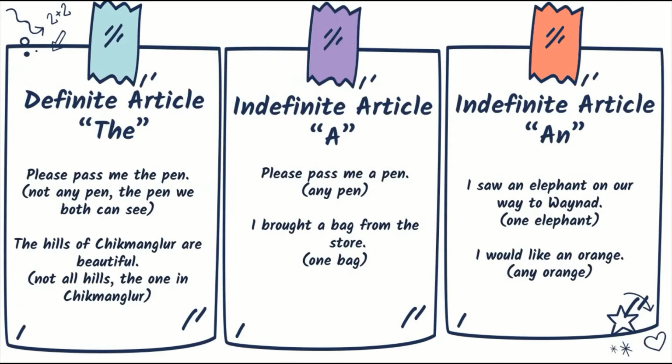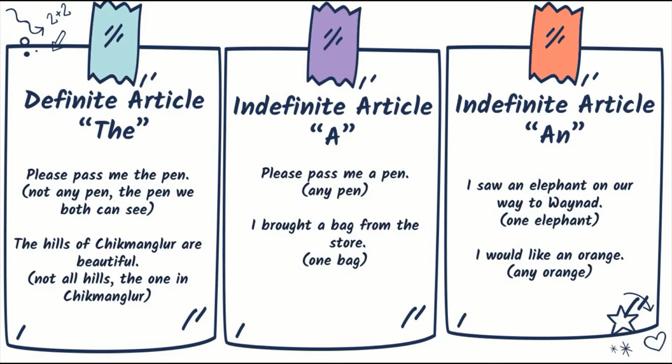Therefore, depending upon whether the reference is to something specific or unspecific, articles can be divided into two types, the definite article and the indefinite article. The is a definite article. A and an are indefinite articles. When I say, pass me the pen, I'm talking about a specific pen that we both can see and not just any pen. When I say the hills of Chikmagalur are beautiful, I'm talking about specific hills and not all hills. We use the definite article the for something we are specific about.